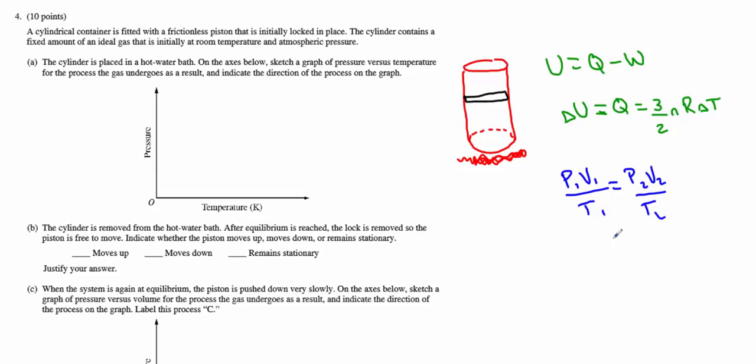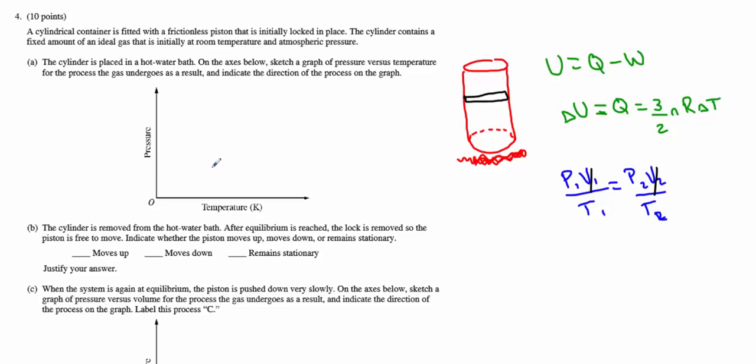And again, the volume is constant. The piston's not allowed to move. And so the relationship of P1 to T1 has to be retained. So if the second temperature is higher, then the second pressure needs to be equally higher. So we're basically looking at a 45-degree slope.